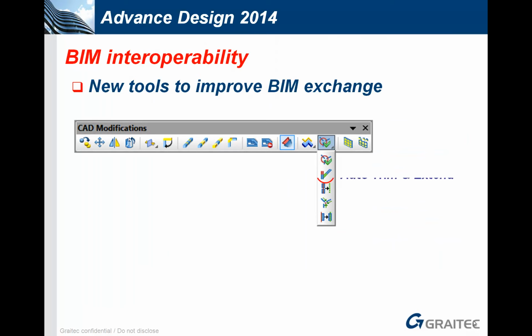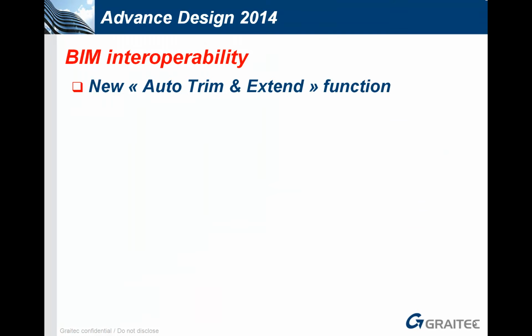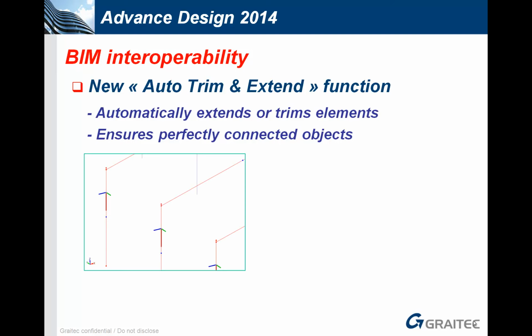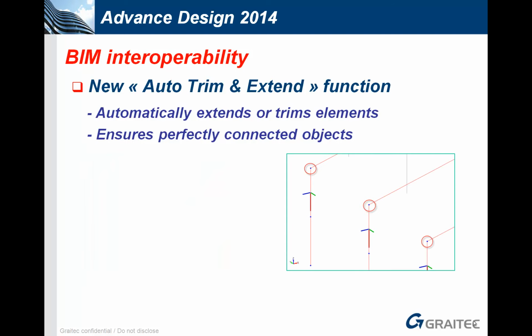So second icon is the auto trim and extend function. So this function will automatically trim or extend elements, and it will ensure they are perfectly connected. See, sometimes elements can be a little bit too long or too short, and basically this function will fix that in one click on a multiple selection.